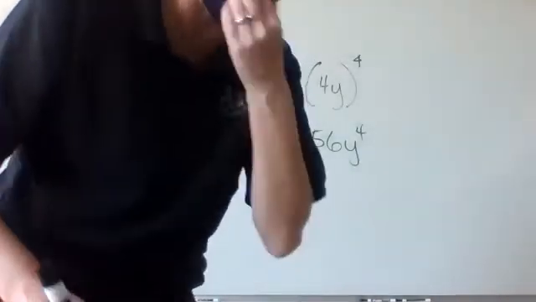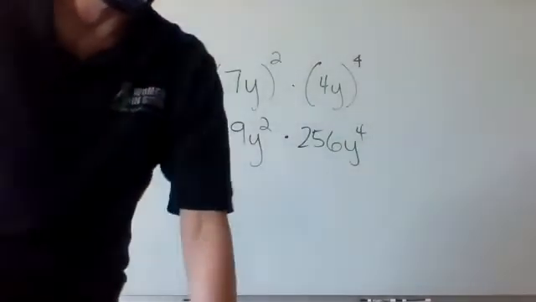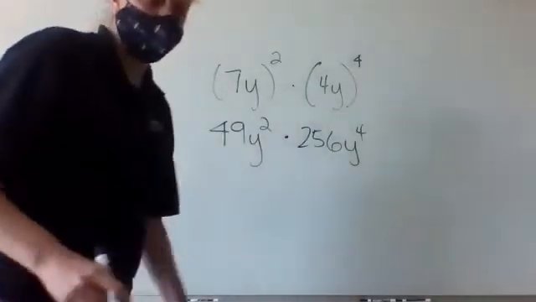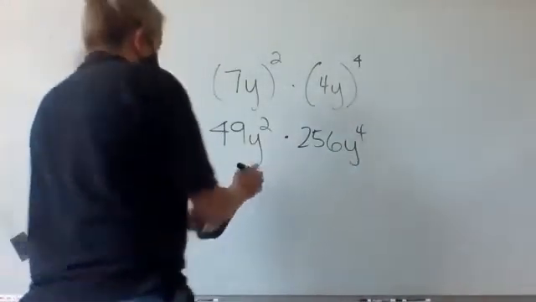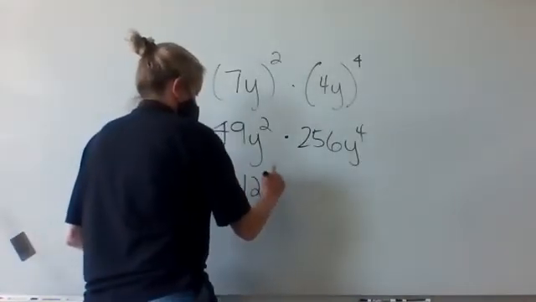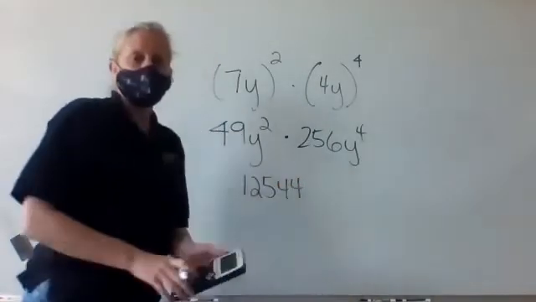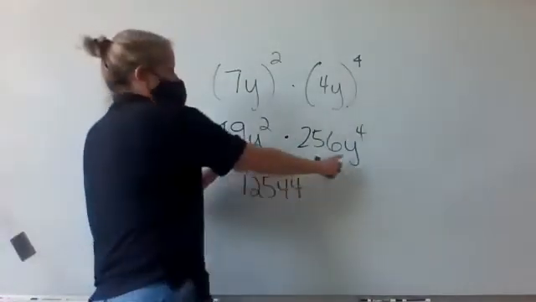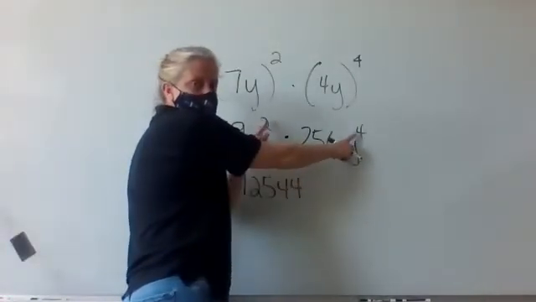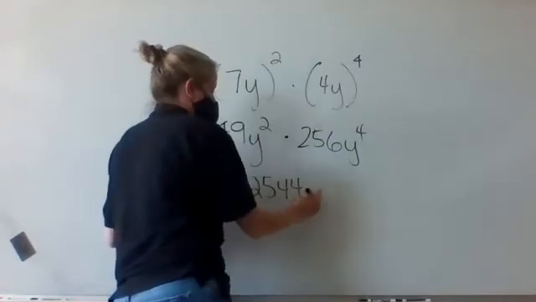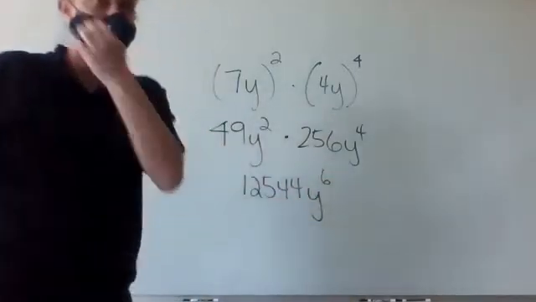I'm not going to attempt to do that on my own, right? 49 times 256 gives me 12,544. What are you going to do with these exponents? If I'm multiplying the same bases together, what do I do with the y's exponents? Add them. So y to the 6.